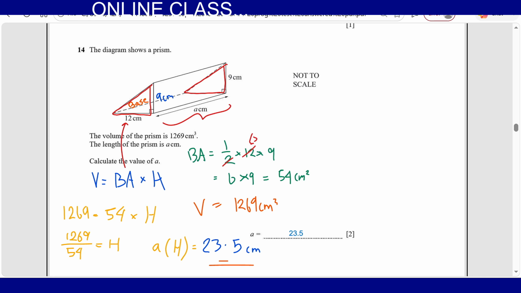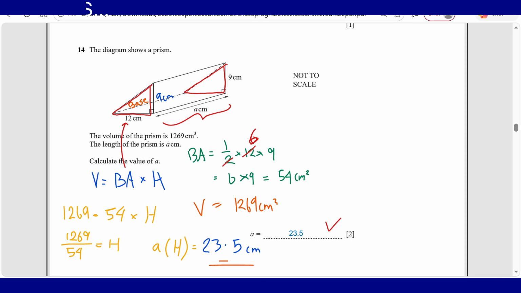We got 54 as the base area, so we plug in 54 as the base area, and the height is represented here by A. So to get the height, we divide 1269 by 54, and we calculate with a calculator. We got 23.5, so that's the A.